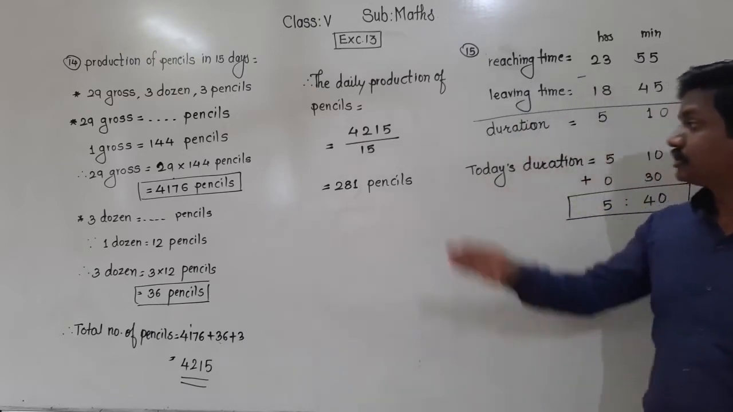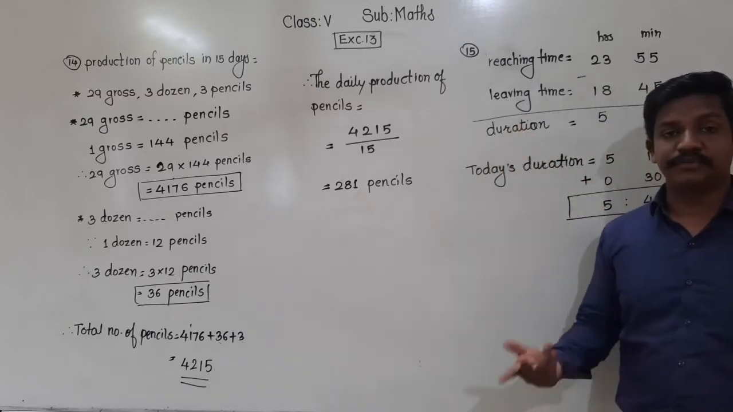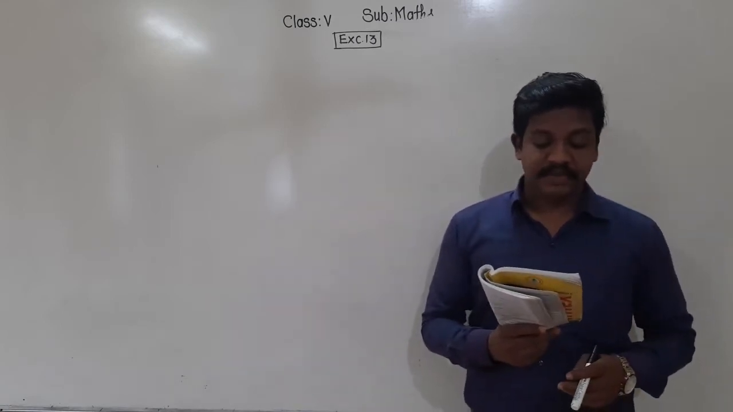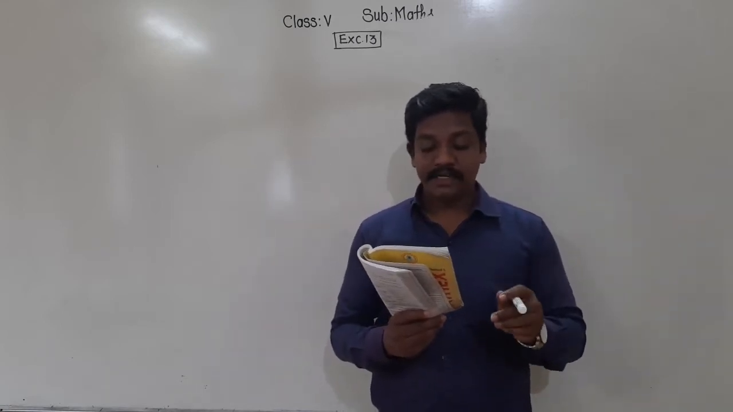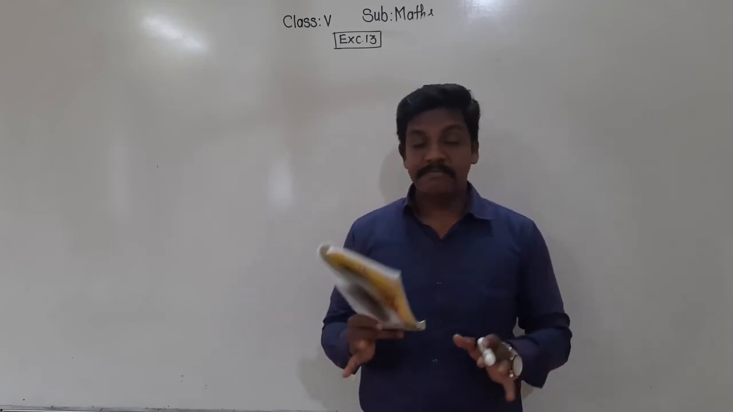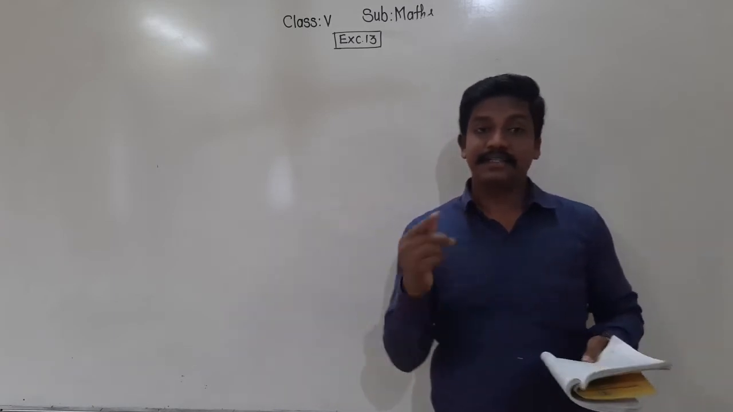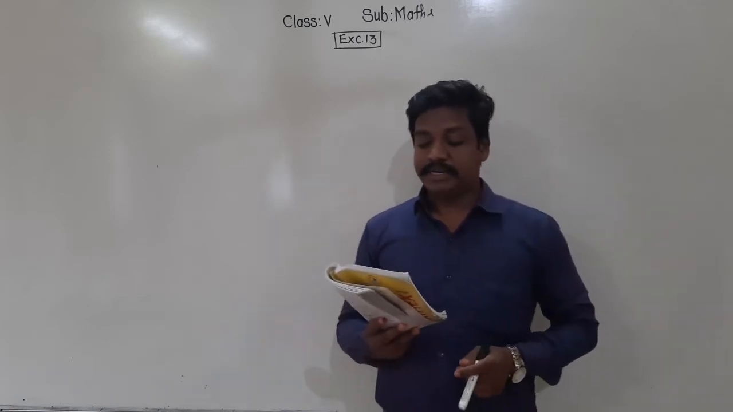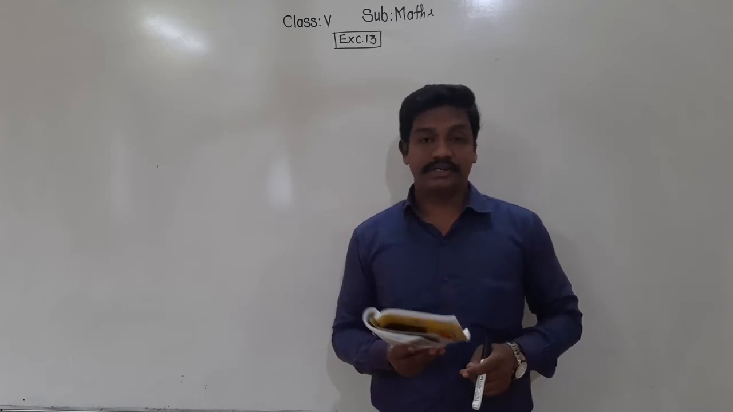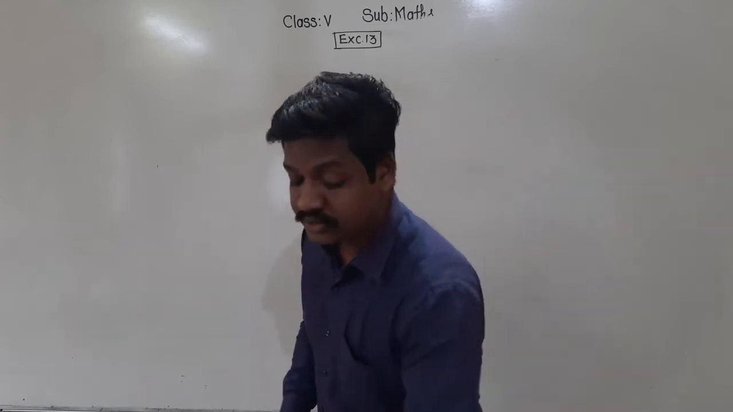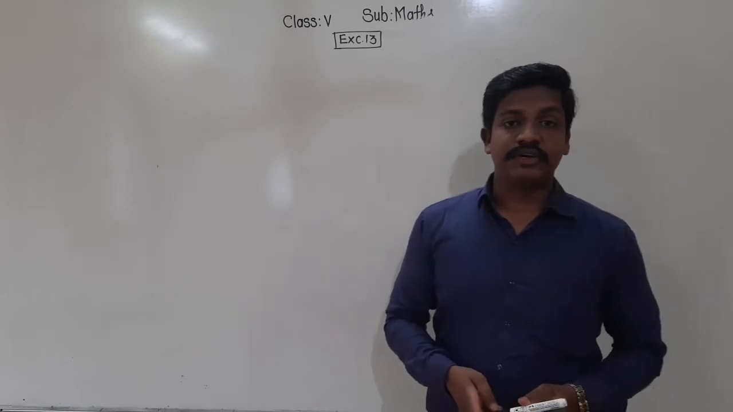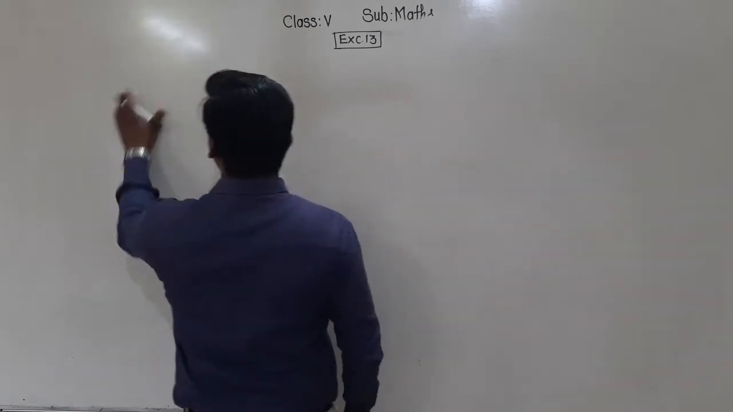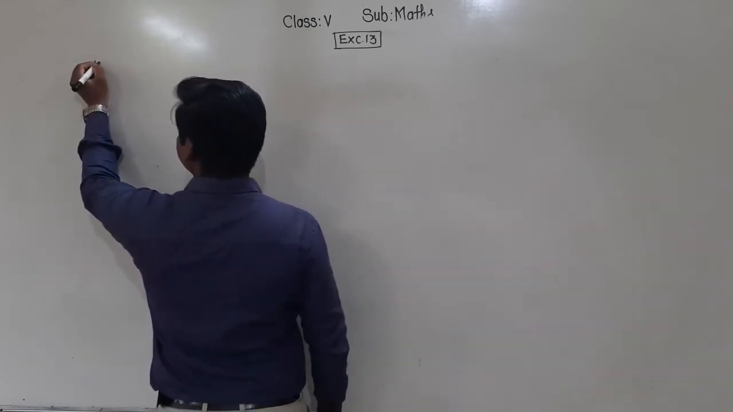So write these two examples in your notebook. After that we will see the next. See here, question number 16. It is 8:30 p.m., that is 8:30 in the night. Convert this time into 24-hour clock time. This is a very good question. Here we will learn to convert 12-hour clock time into 24-hour clock. Pay attention.